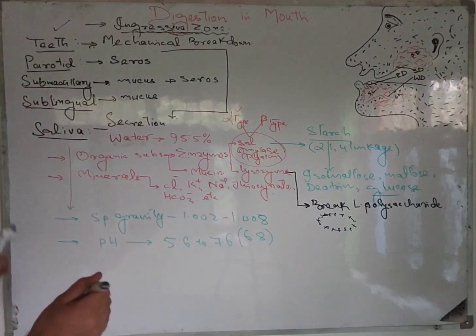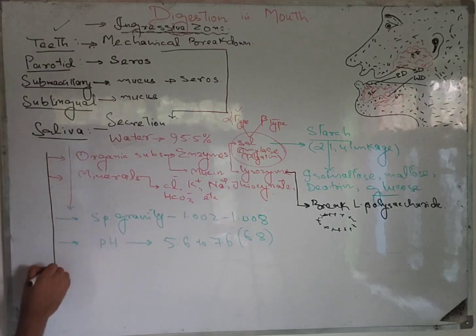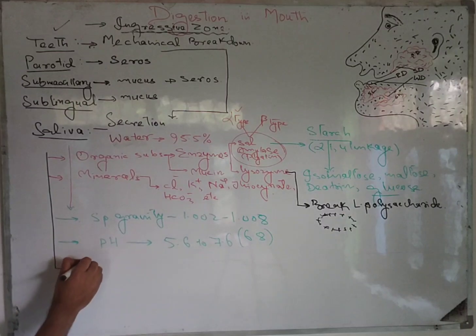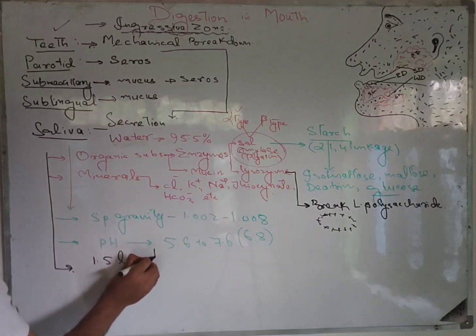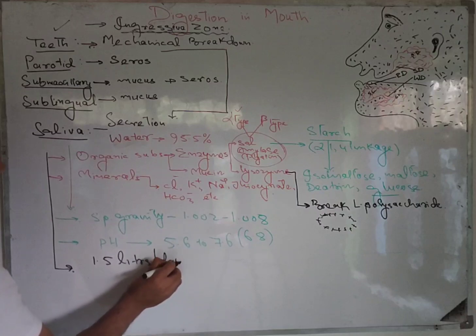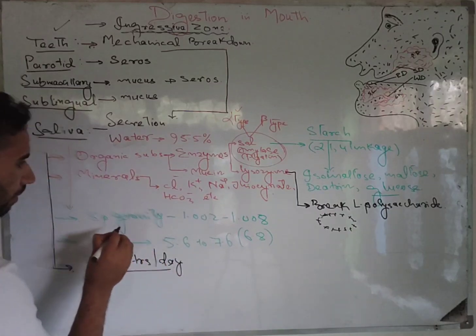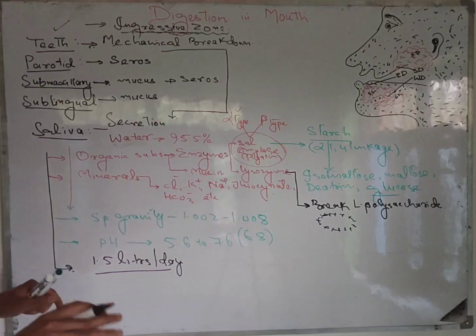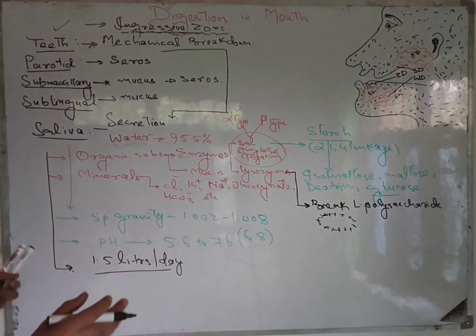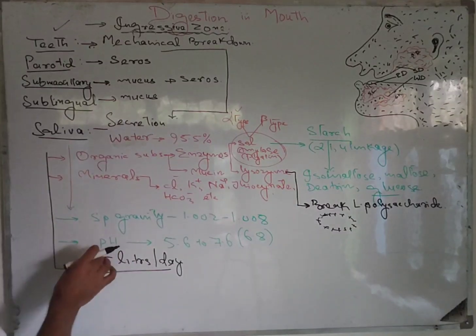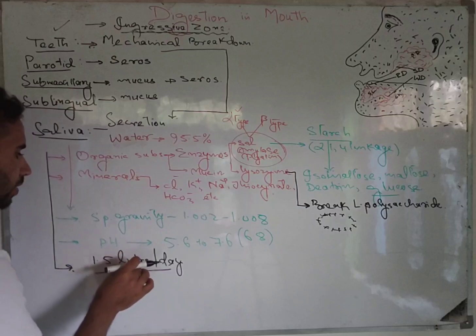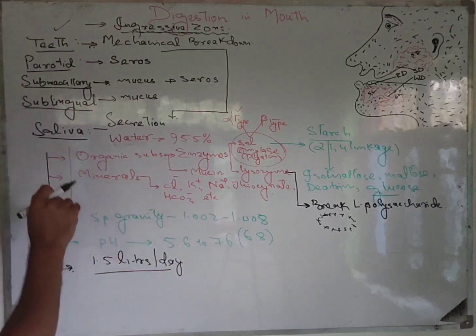If we see on a daily basis, if we are eating different things, different food items, then on a daily basis we are releasing up to 1.5 liters of saliva per day. An average adult man, while he takes food normally 2-3 times, along with other eatables, fruits, etc., on average releases 1.5 liters of saliva daily.